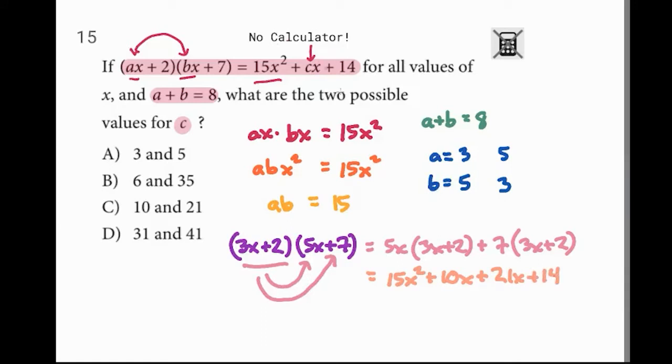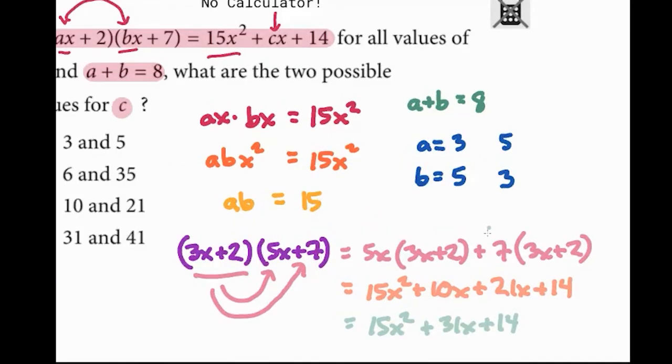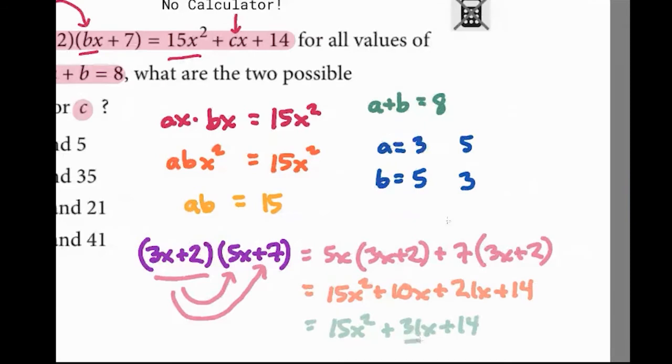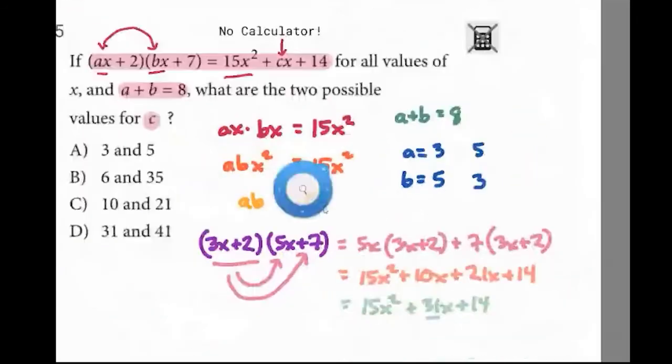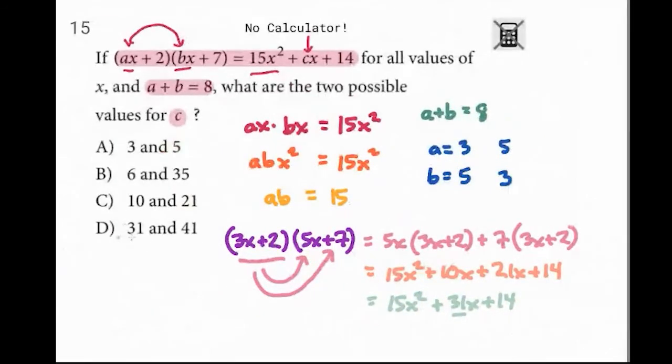If you notice, everything matches here, except now you actually can figure out what c is. This ends up being 15x squared plus 31x plus 14. So now you notice that c is equal to 31 right here. If you look at the possible answers, the only one that has 31 is D, which is the actual answer.